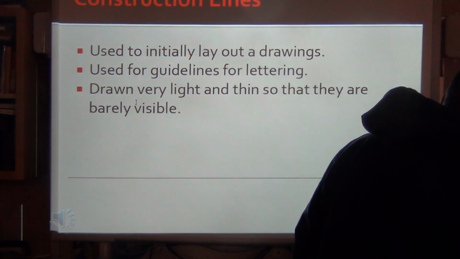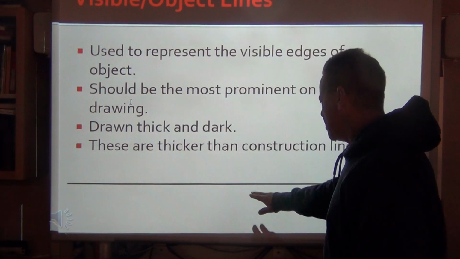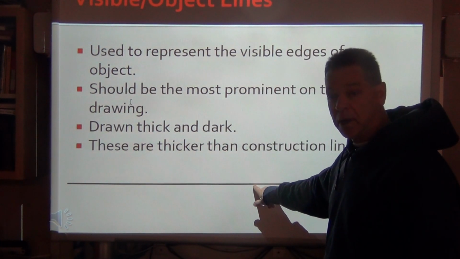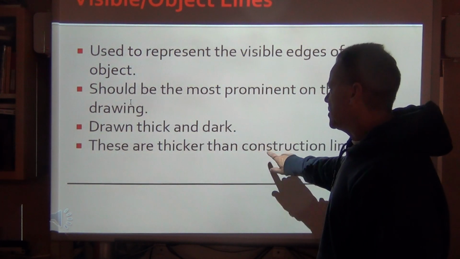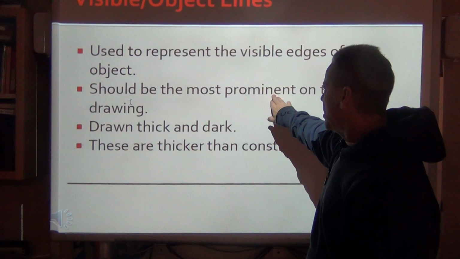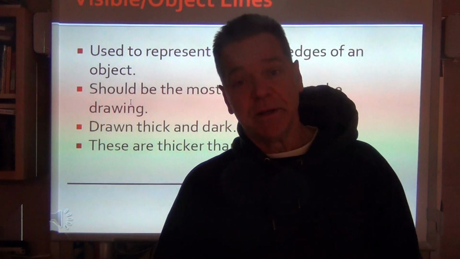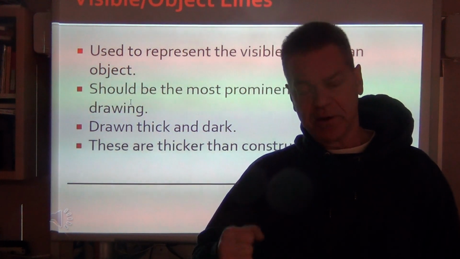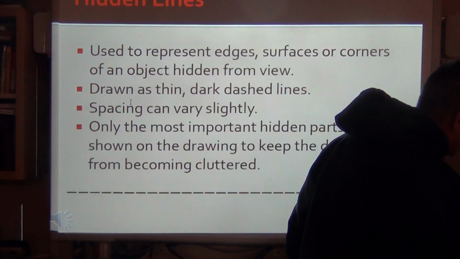Okay? Then, of course, visible are object lines. You can see here it's shown as a very bold line, right? Thick and dark, definitely thicker than construction lines, most prominent line on the drawing. So you really should be able to tell the object line is the deal. That's the thing, and that's the most important thing for the user to see.